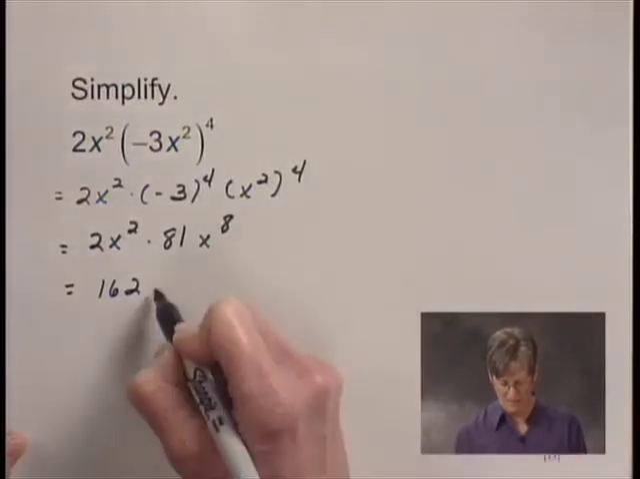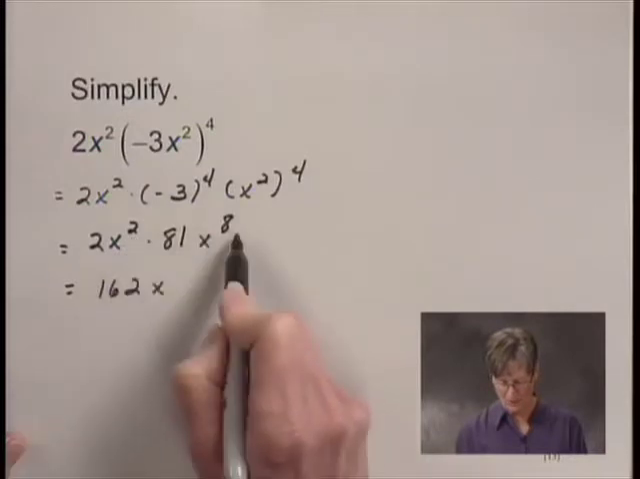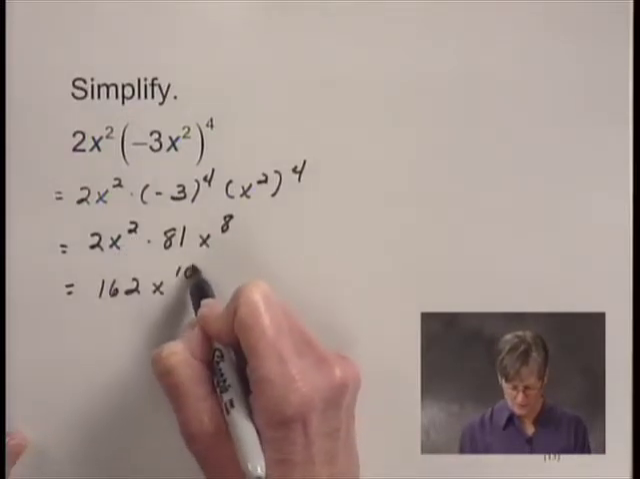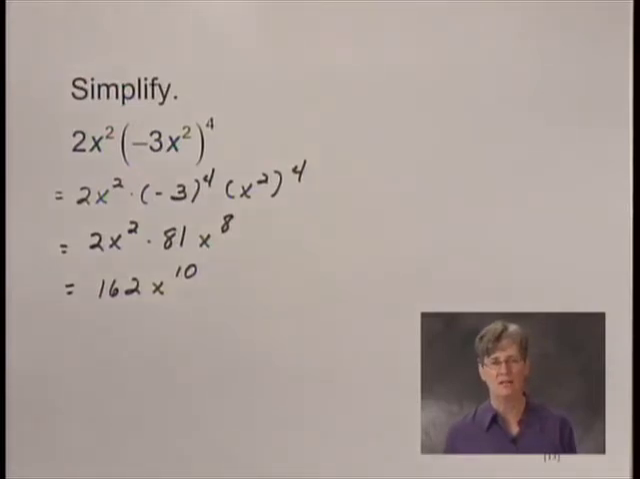And to do that, I keep the base of x and I add the exponents. So I'll have x to the 2 plus 8, or x to the 10th power. So the final result is 162 times x to the 10th power.